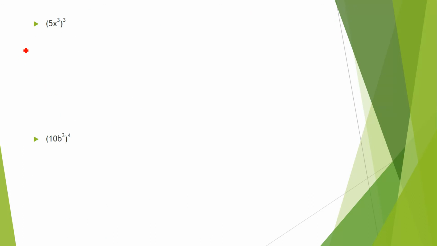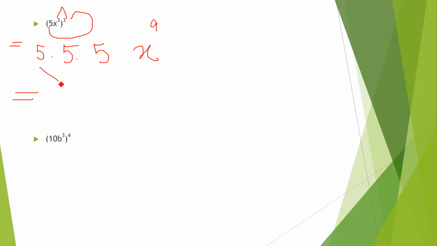One more question. What I told you, you have to write down this coefficient as many times as you have the whole power. So 5 multiplied by 5 multiplied by 5. It means you have 5 three times. But what about x? You do not have to write down 3 times 3 times 3. You just have to multiply 3 times 3 is 9. So it is 5 times 5 is 25, 25 times 5 is 125. 125x⁹ is the answer.